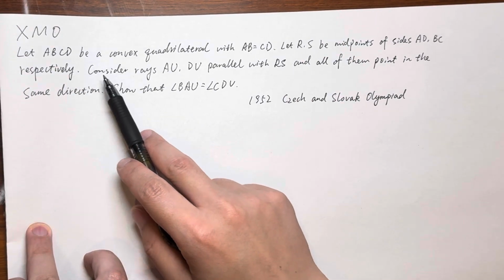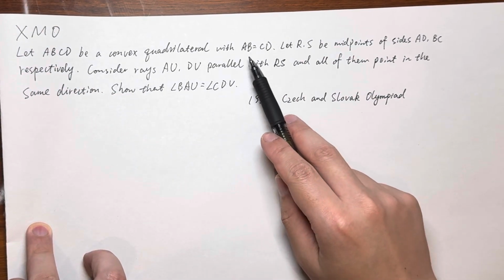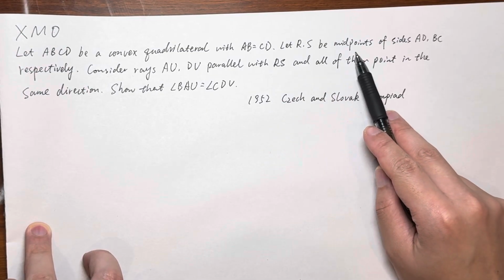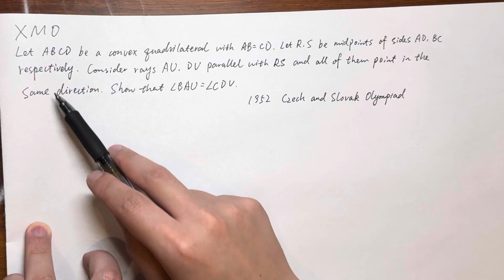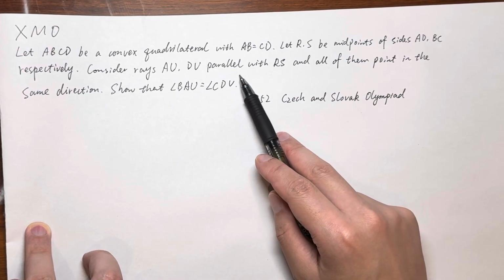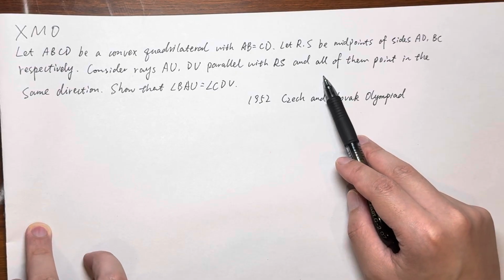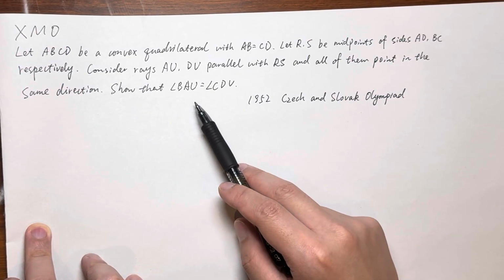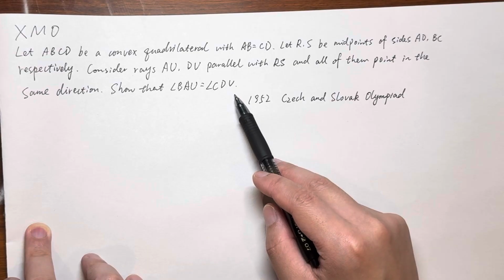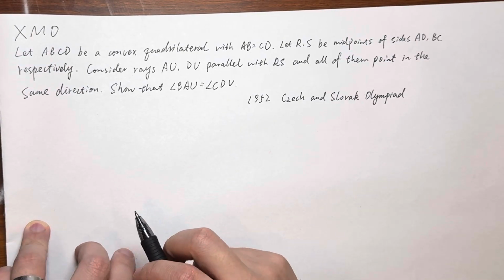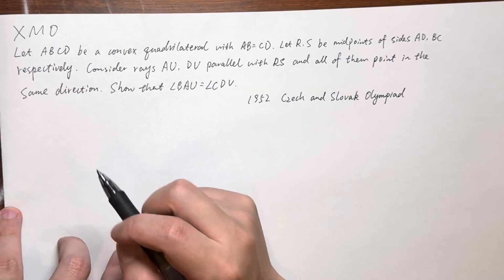Let ABCD be a convex quadrilateral with AB equals CD. Let R and S be midpoints of sides AD and BC respectively. Consider rays AU and DV parallel with RS, and all of them point in the same direction. Show that angle BAU equals angle CDV. This is 1952 Czech and Slovak Math Olympiad.